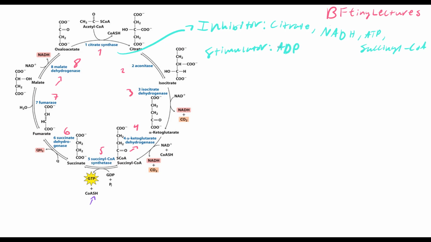So ADP is actually going to be a stimulator. If you have ADP in the system, then you're going to create citrate, because clearly you used up some ATP. That's why we have ADP, and we need to replenish the ATP that was lost. So we need to create more citrate and start the cycle. So that is a stimulator for the citrate synthase.